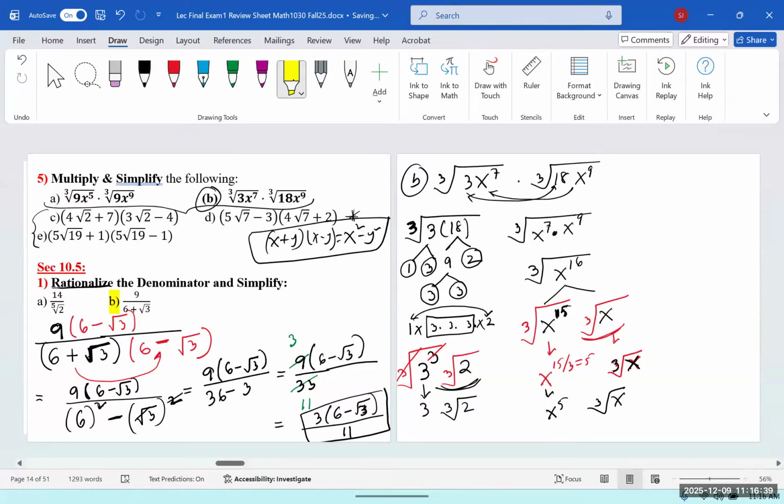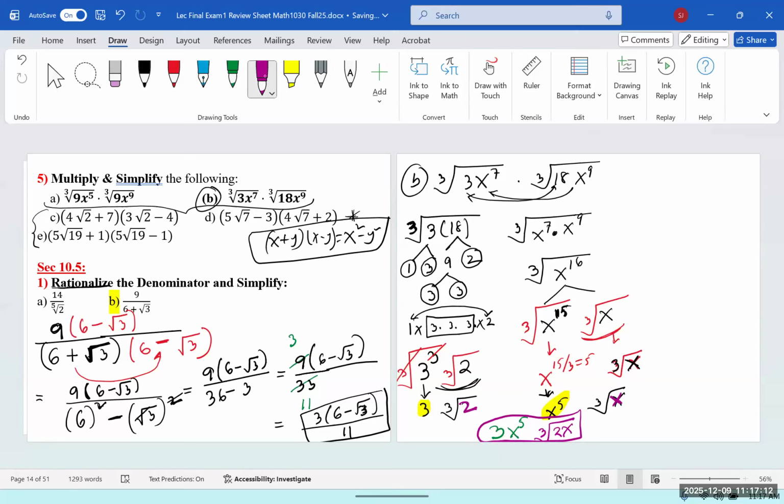Now, if you observe, this 3 is free. It doesn't have any problem. This x to the 5 is free. It doesn't have any problem. So we put them together: 3x to the 5. And then this 2 is inside the radical. This x is inside the radical. So we put them together inside the radical, 2x inside one cube root. And this is our final answer.